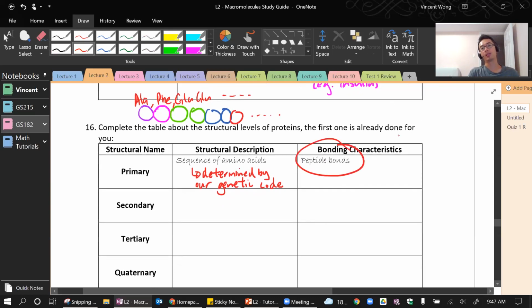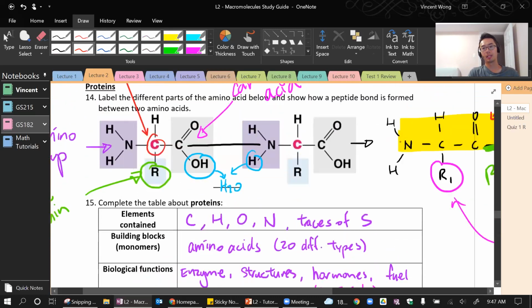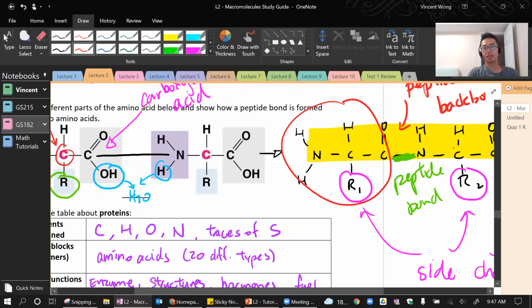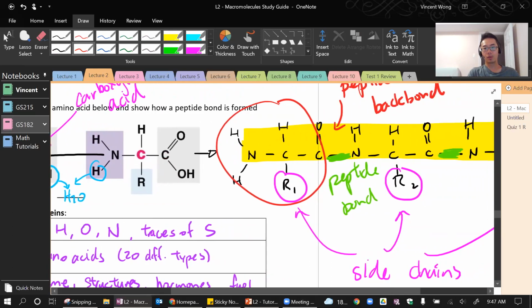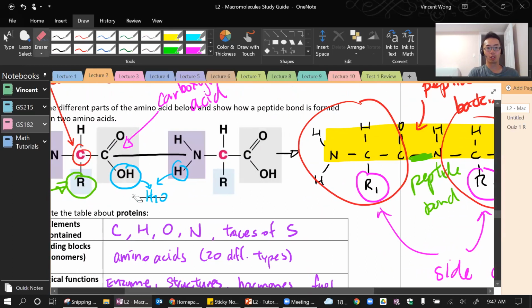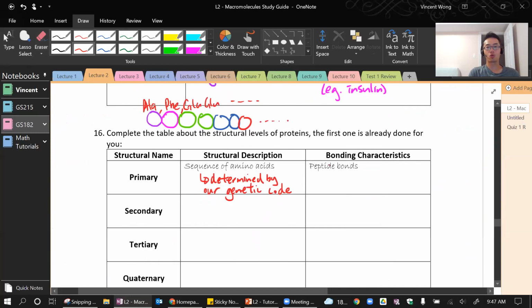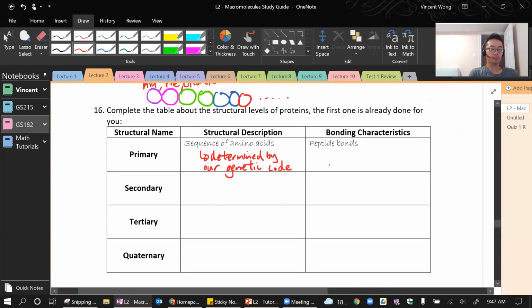So what holds the amino acids together? The peptide bonds. Remember up here, what is holding this amino acid together with this one? Well, it is the peptide bond in between. And you form the peptide bond by removing a water molecule. You can see a theme here, right? By removing water molecules, we are able to join the monomers together.